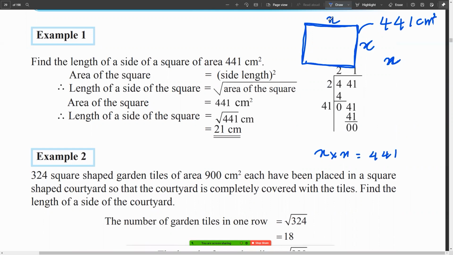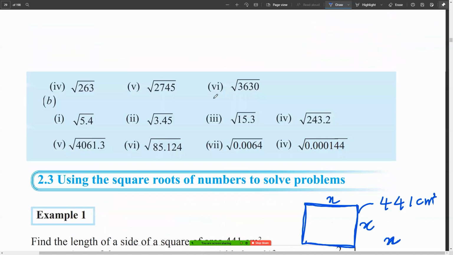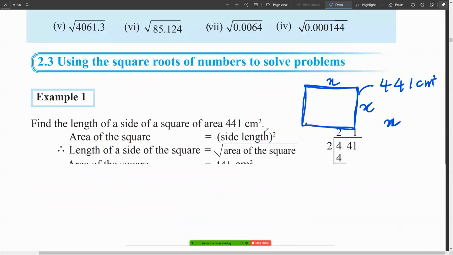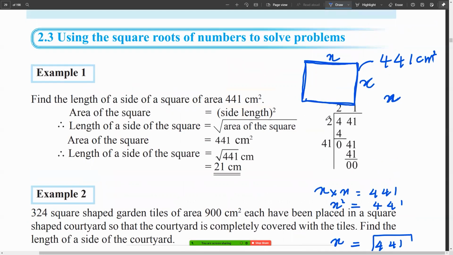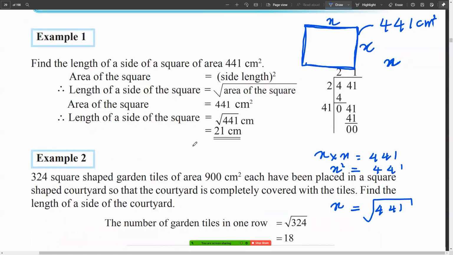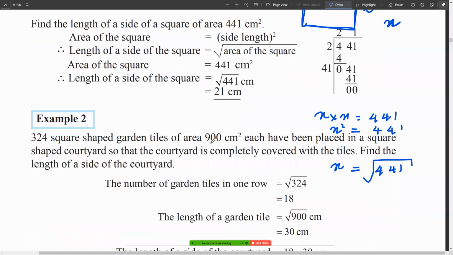As this is a square, these two sides are equal, so we get x into x equals 441, which is x squared equals 441. In order to find this x, we need to take the square root of 441. So finding the square root of 441 is the method that you studied here. The method is not changing, but you need to understand the picture and do the calculation with the correct methodology. So here also the examples are the same.